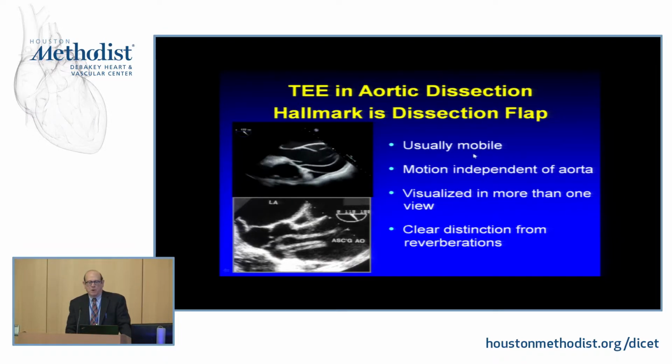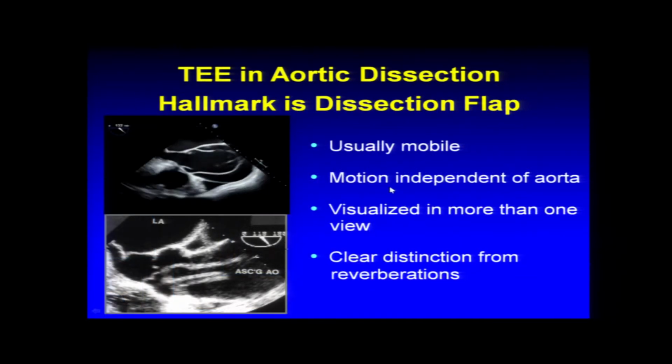Dissection flaps are mobile. Unless they're chronic, then they may be less mobile, but acute aortic dissection, they tend to be mobile, such as seen here. The motion is independent of that of the aorta. We like to see them in multiple views to help distinguish them from a variety of artifacts that may shadow outside the confines of the aorta, et cetera, and sometimes seen only in a single view.